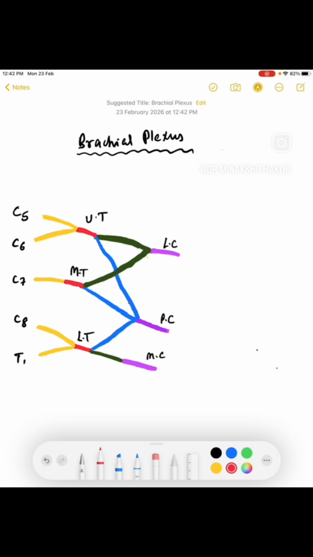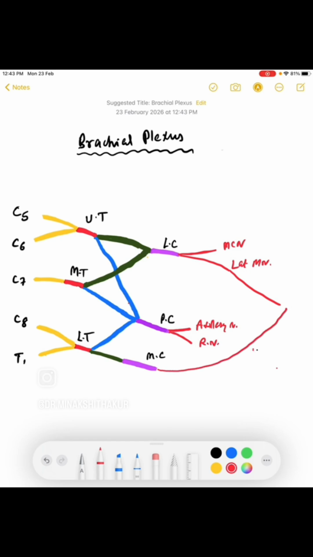From these cords arise the terminal branches of the brachial plexus. These cords are named in relation to the axillary artery. The posterior cord lies posterior to the axillary artery, the lateral cord lies lateral to it, and the medial cord lies medial to it. From the lateral cord we have the musculocutaneous nerve and the lateral root of the median nerve. The posterior cord divides into the axillary nerve and the radial nerve.